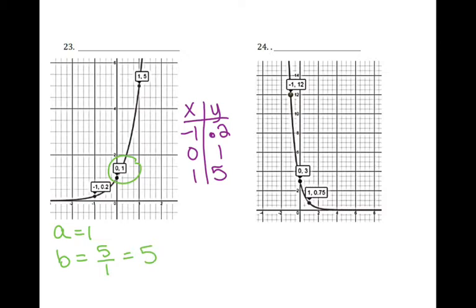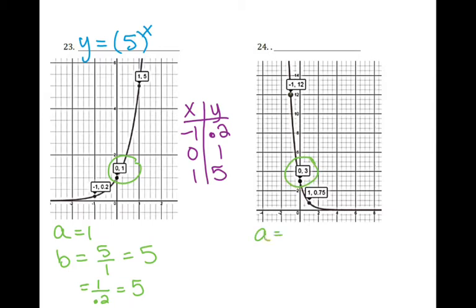Now, by the way, you can also do the other y values. So I could have done 1 divided by the one before it, which is 0.2. If I were to put that into the calculator, still going to give you that 5. So my equation is y equals a, which is 1, times 5 to the x power, since my b was 5. All right, last question.